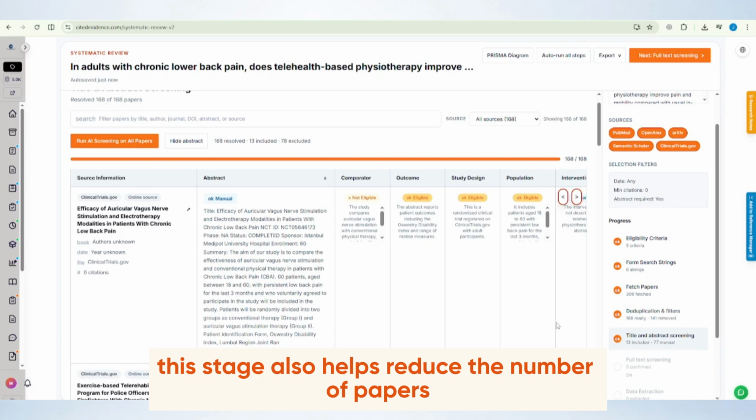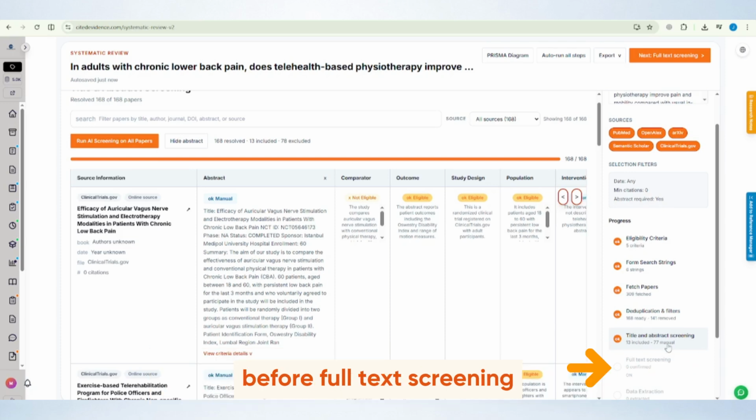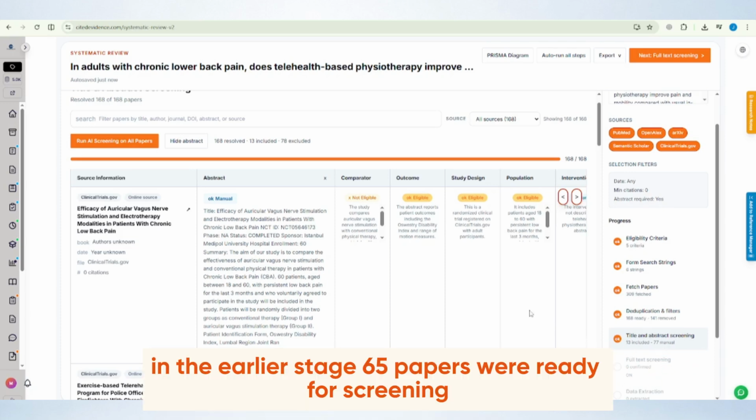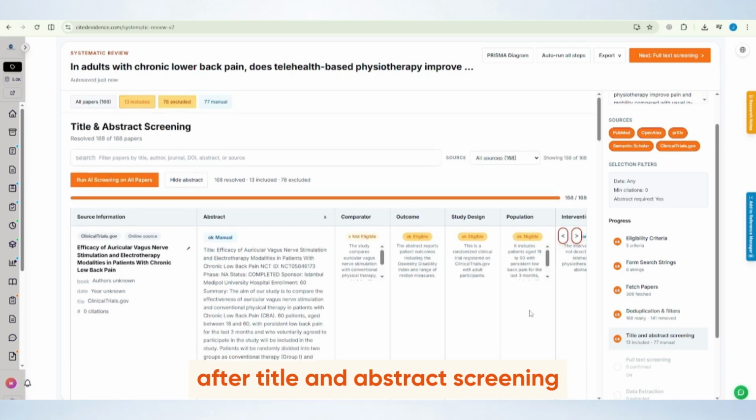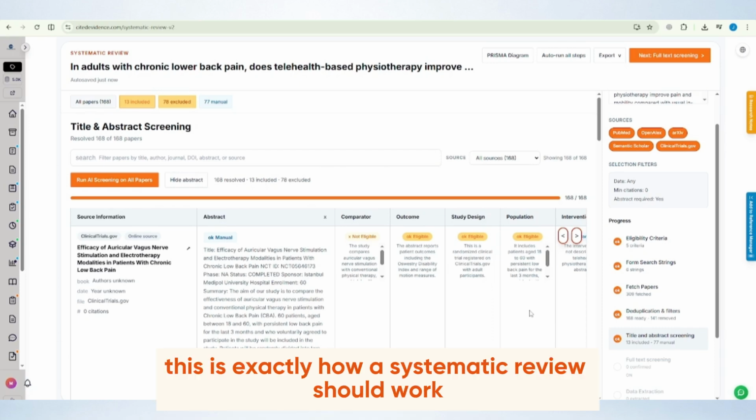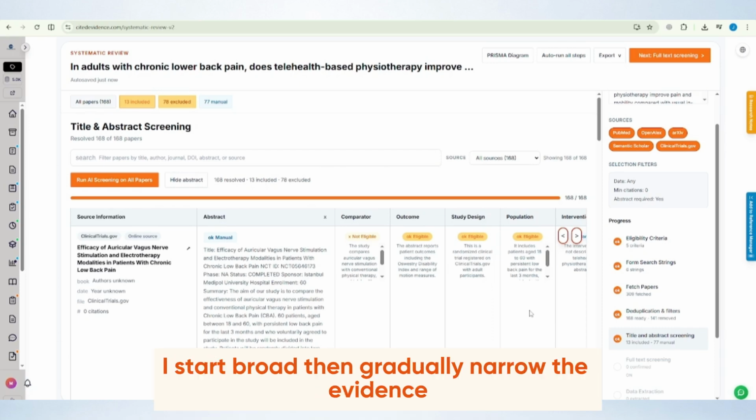This stage also helps reduce the number of papers before full-text screening. In the earlier stage, 65 papers were ready for screening. After title and abstract screening, that means some records were removed because they did not match the criteria at the abstract level. This is exactly how a systematic review should work. I start broad, then gradually narrow the evidence.